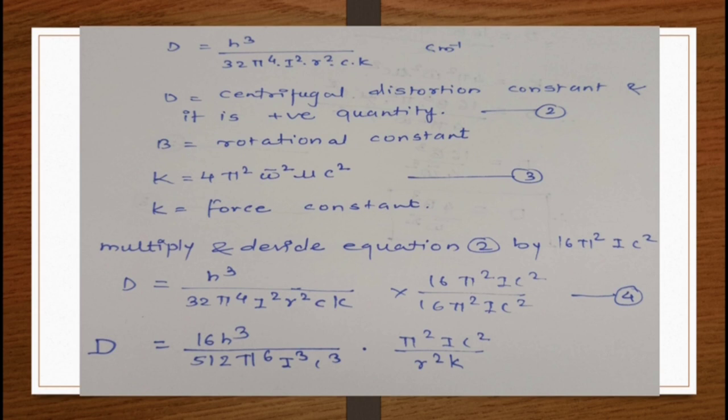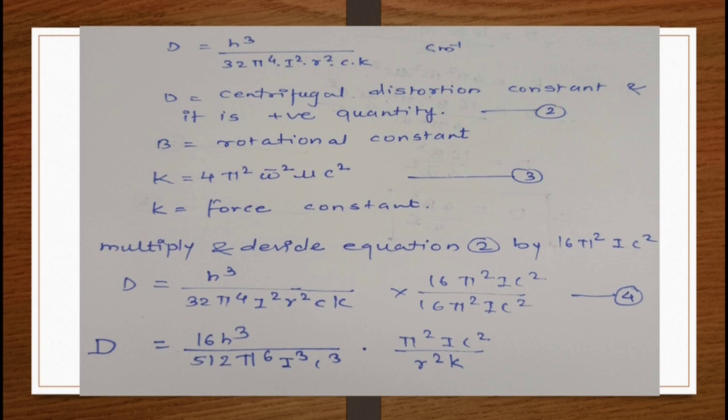Now d is equal to, just take this 16 value here, it will be 16 h cube divided by 32 into 16. What will be the value? It is 512. Okay, so I have written here 512. That pi raised to 4 is here, and here is pi raised to 2. So pi raised to 4 into pi raised to 2 will be pi raised to 6, I square into I will be I cube, and here is a c and here is a c square. So overall c into c square is c cube.